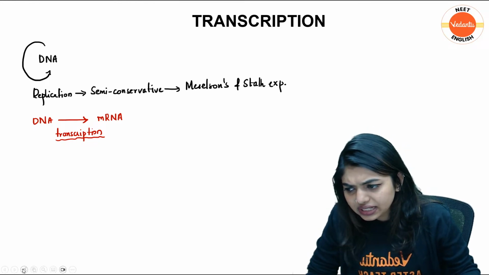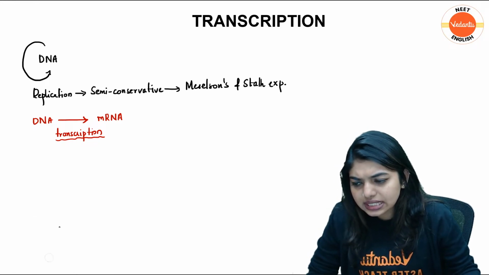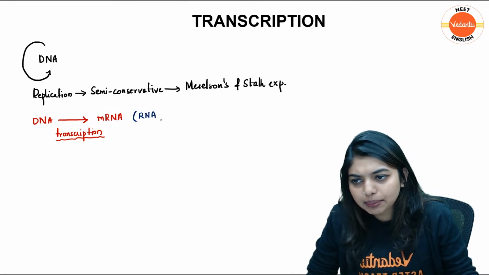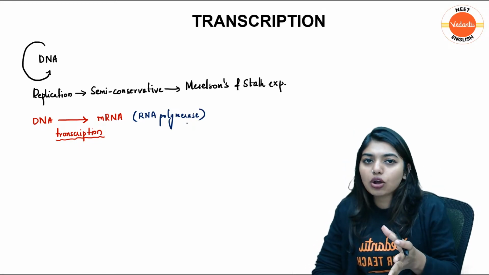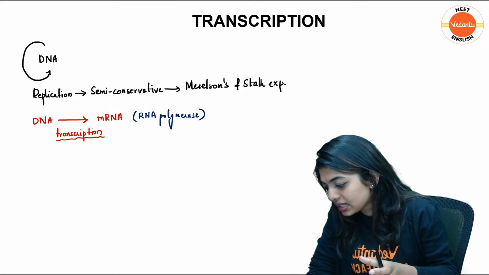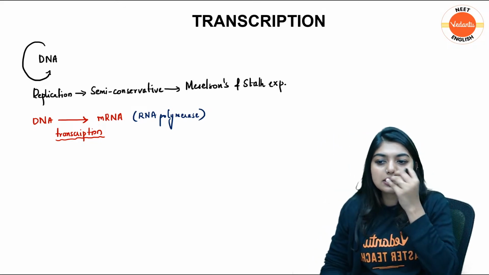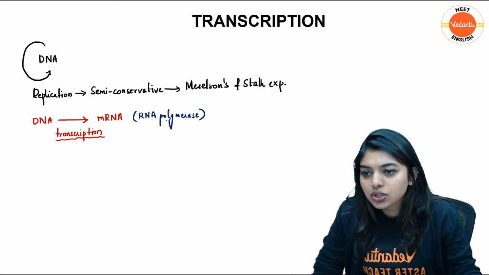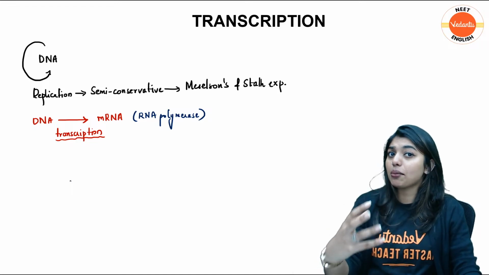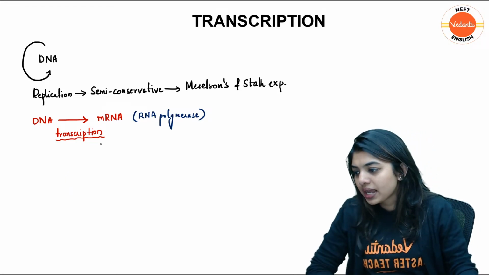For that, we will need some enzymes. The first enzyme will be, students, definitely RNA polymerase. DNA dependent RNA polymerase, or you can just remember RNA polymerase, whatever is easy for you. In case the option DNA dependent RNA polymerase is asked, then please go for it. Otherwise, RNA polymerase. We need RNA polymerase because we are forming mRNA from DNA.